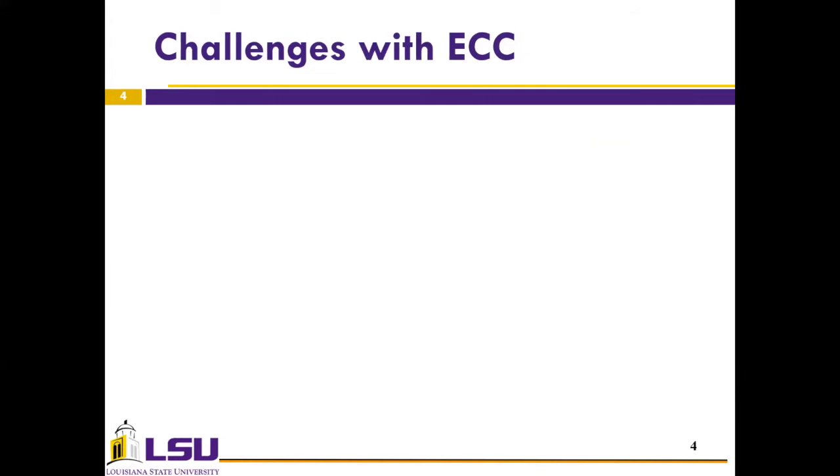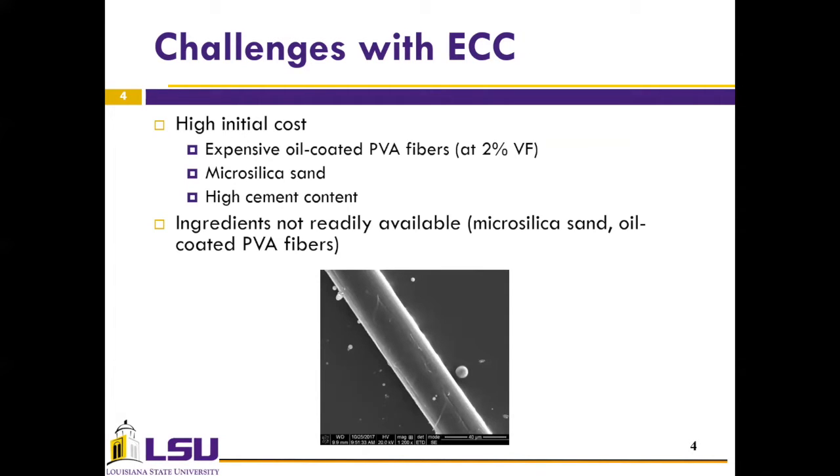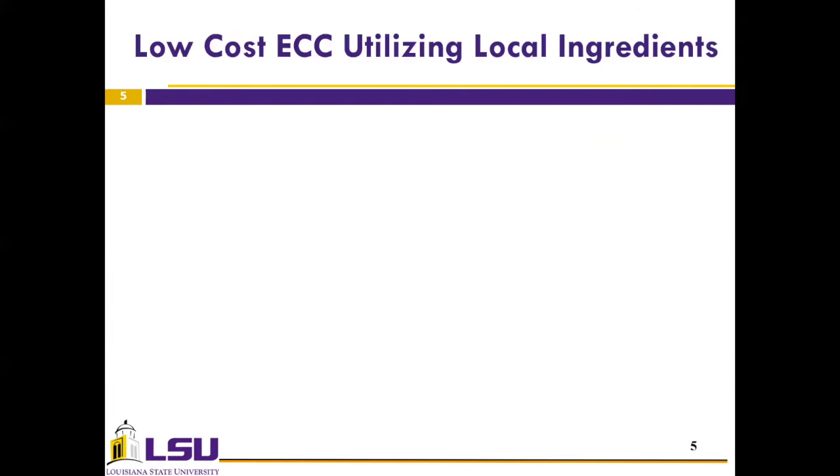Even though ECC has remarkable attributes, it has some challenges related to it. It has a high initial cost due to the usage of expensive oil-coated polyvinyl alcohol fibers at 2% of volume fraction. It also utilizes microsilica sand, and it has a high cement content. It's relevant to say that both the microsilica sand and the PVA fibers are not readily available.